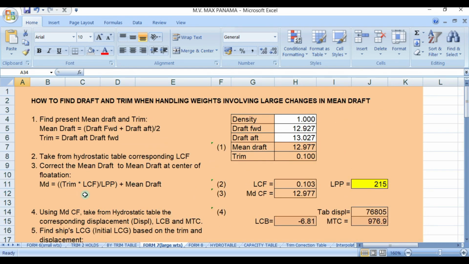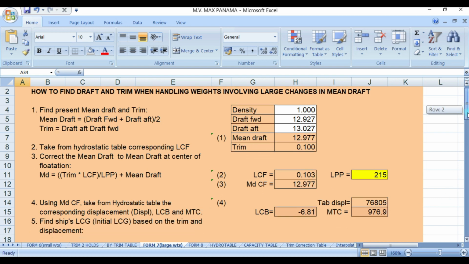We go to number three. You compute for your mid center of rotation. By this formula, trim times LCF over LPP plus your mean drop, you will get your mid LCF, which is 12.977. To make a shortcut, you add forward and aft drop, divide by 2, then you will get your mean drop or your mid center of rotation.